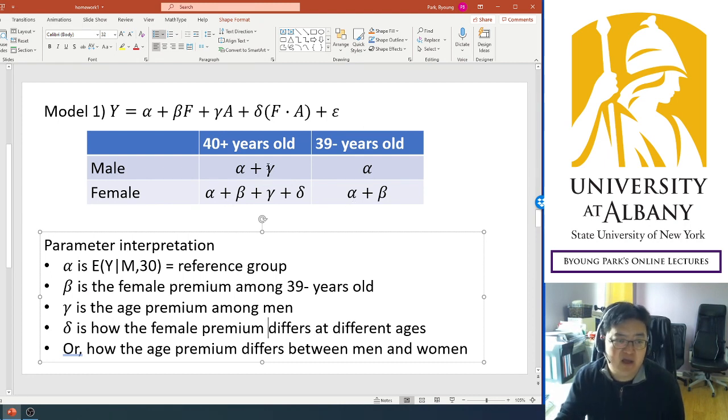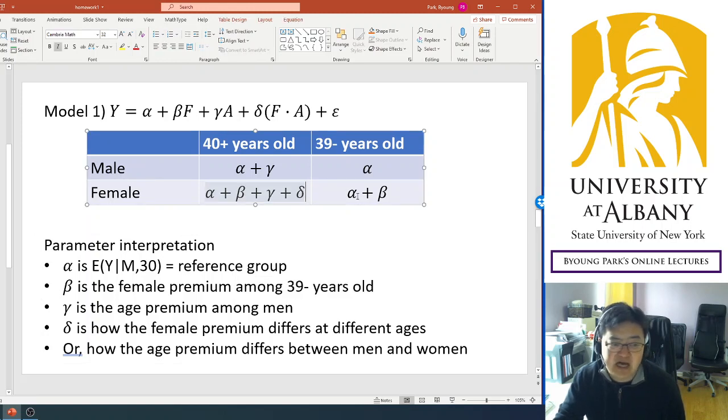And in the same way, gamma is the difference between this and this, which is the difference between 40 years old and 30 years old within men. So it is the age premium among men, right? So you have to include this condition. The difference among women is not gamma. So that's one thing you have to be careful about when you interpret this model.